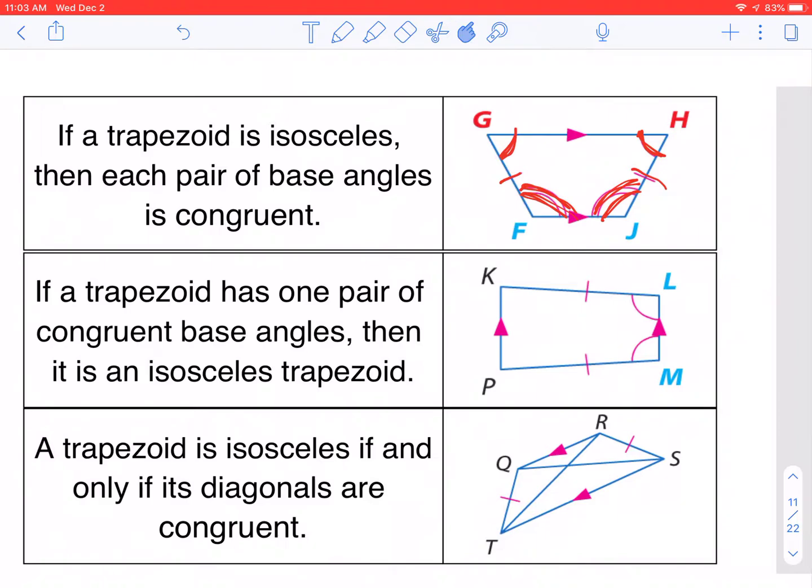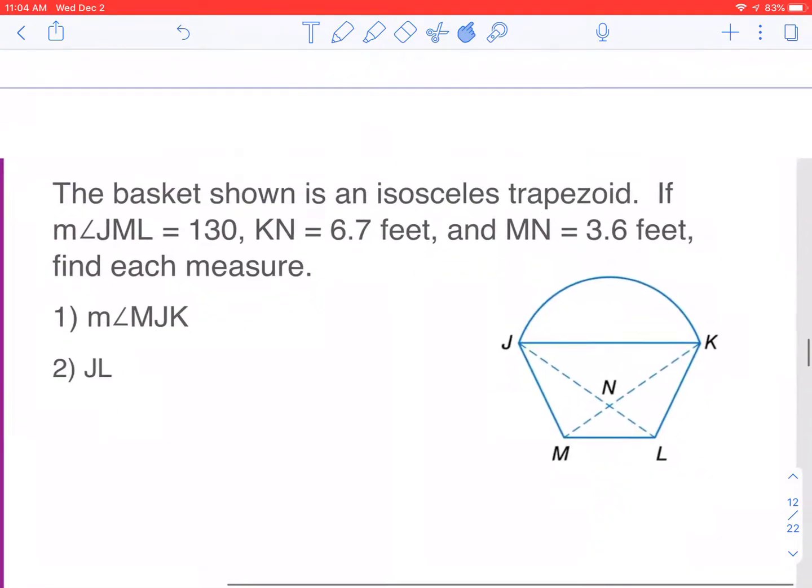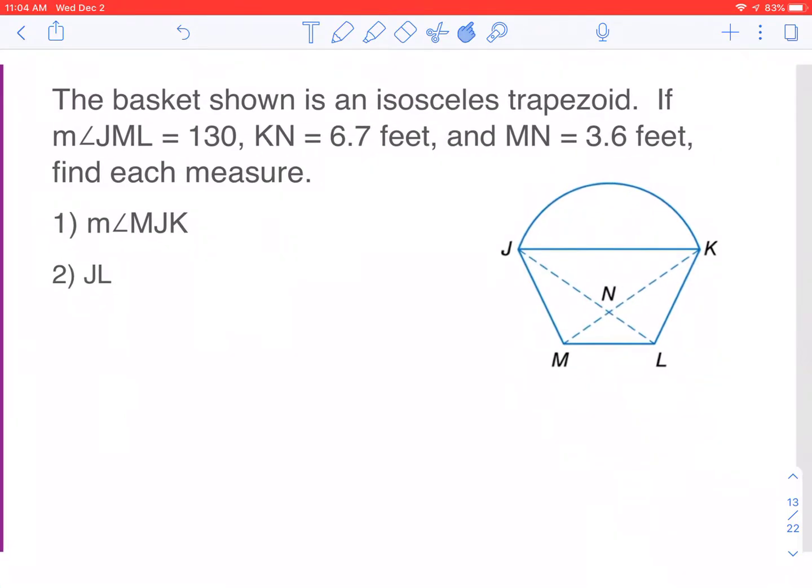If a trapezoid has one pair of congruent base angles, then it is isosceles. So if the angles are congruent, the sides are congruent, just like the triangle. Also, the diagonals are congruent, as we see in this third picture right here. The diagonals are equal. So let's do some trapezoid problems.